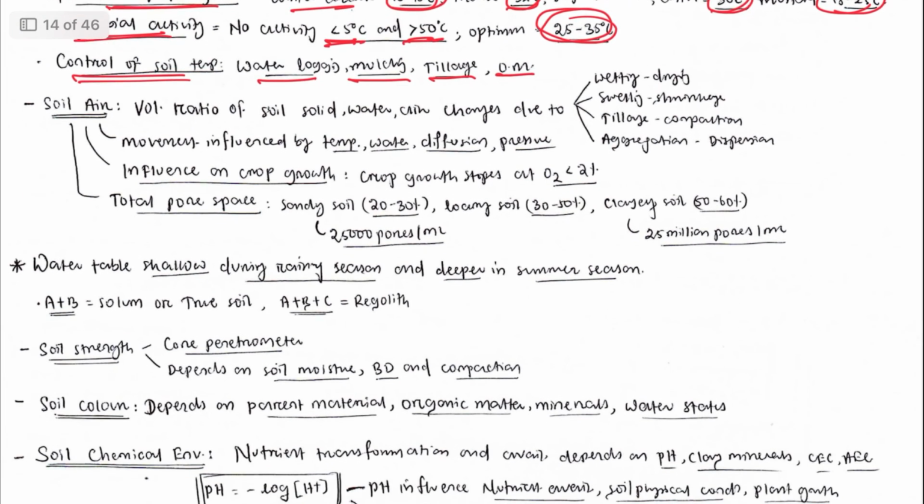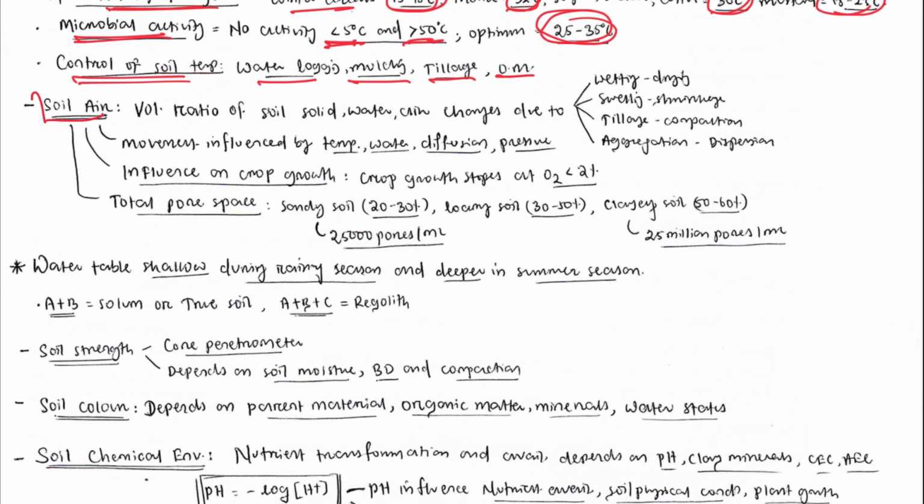Now the next important physical parameter is soil air. Soil aeration is required because roots are mainly confined to the soil, and if aeration is not proper, roots cannot respire properly. Through respiration, as we have already discussed, we get energy. If the root cannot respire properly, the energy for metabolic activity will not be proper, so the root can degenerate. It will not take up nutrients and water properly.